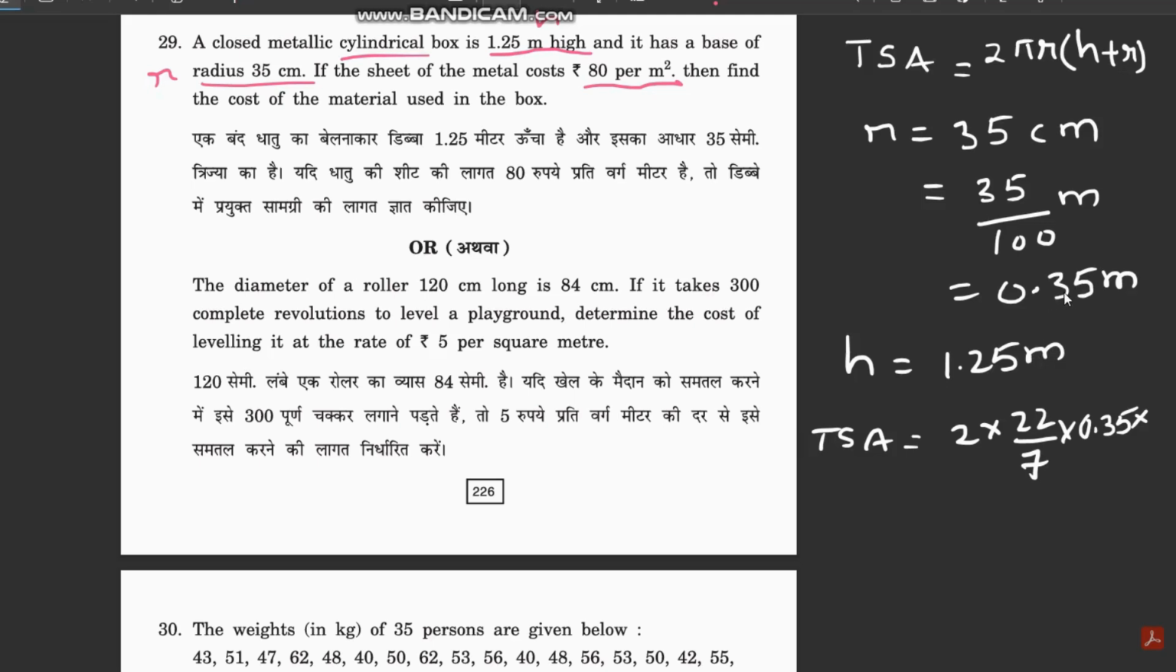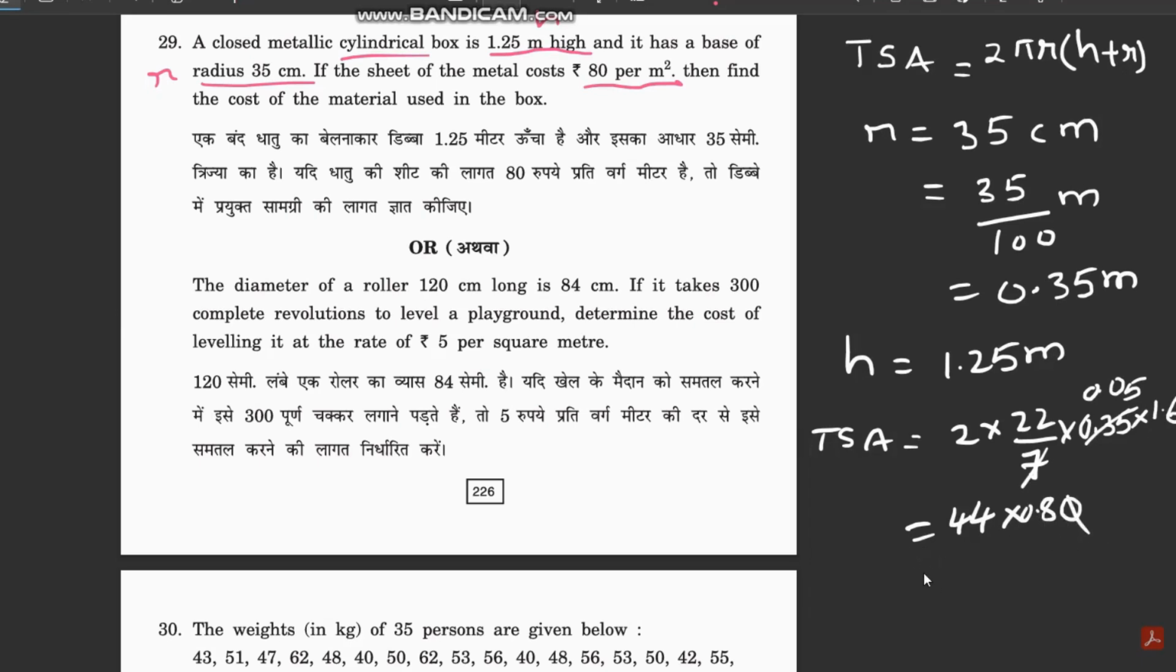1.25 plus 0.35. 1.20 plus 0.30 is 1.50, 5 plus 5, 10. So 1.6. So 7 5s are 35, and here 2 decimal places, so 0.05. Now whatever is left over we can multiply. 2 22s are 44 and 16 5s are 80. And here 2 decimals, here 1 decimal, total 3 decimals, 1, 2, 3.